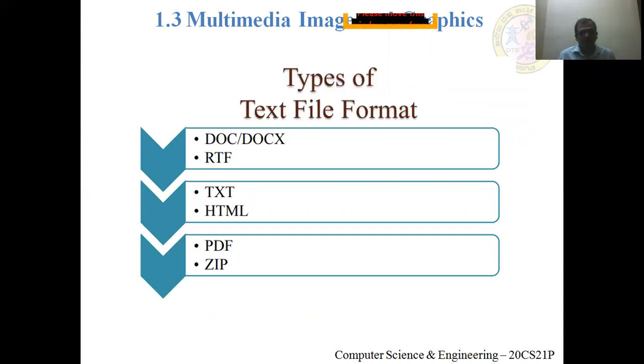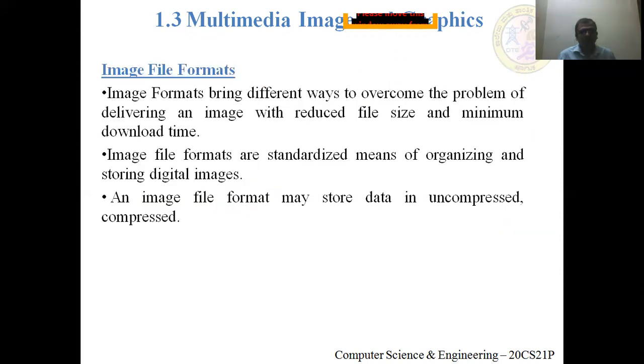Text file formats, example documents: RTF, text, HTML file, PDF file, or zip file. Image file formats. The image file formats bring different ways to overcome the problem of delivering an image with reduced file size and also minimum download time. The image file formats are standardized means of organizing and storing digital images. An image file format may store the data in an uncompressed or compressed way.